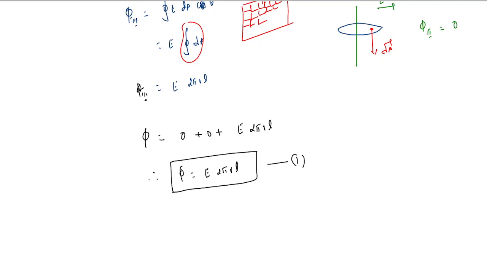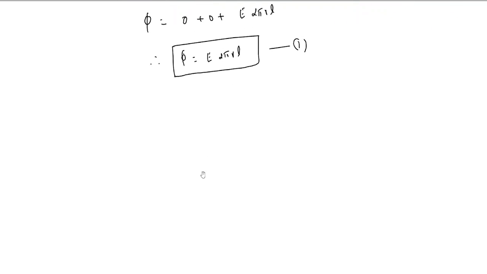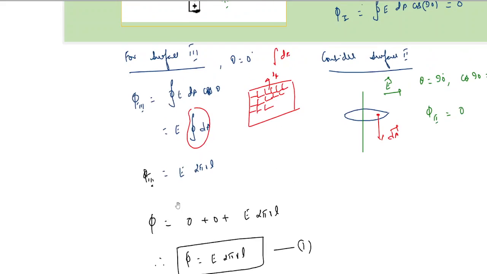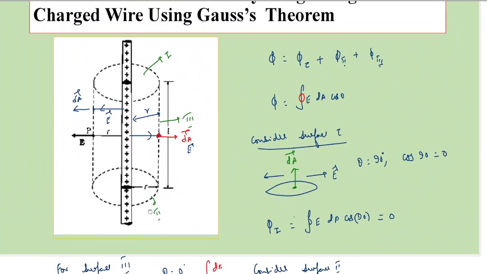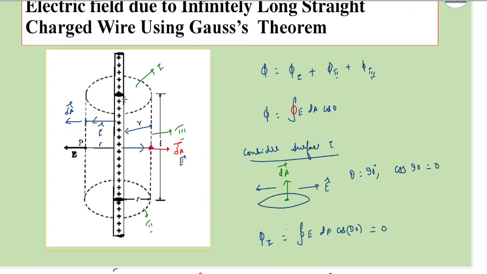We obtained this expression by using the definition of electric flux. Let's use Gauss's theorem. From Gauss's law, by definition, the total electric flux through any closed surface is equal to the charge enclosed divided by epsilon naught. Here, charge enclosed means the charge which is contained in the cylinder, in the region between here.